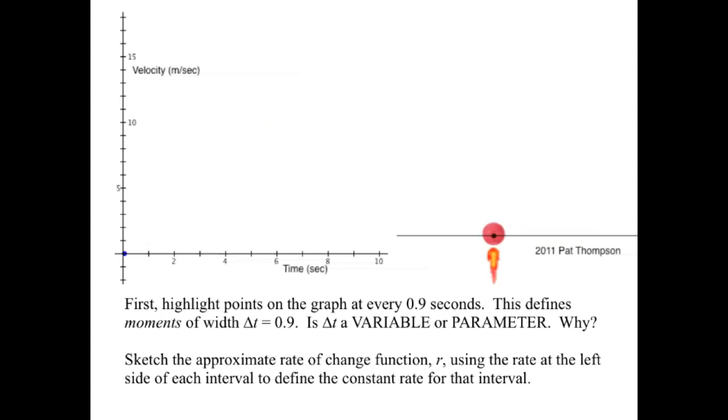All right, so this is for your paper now. You're going to first find those values or highlight the points every 0.9 seconds, and then that will help you sketch the approximate rate of change function using the rate at the left side of each interval to define the constant rate for that interval.